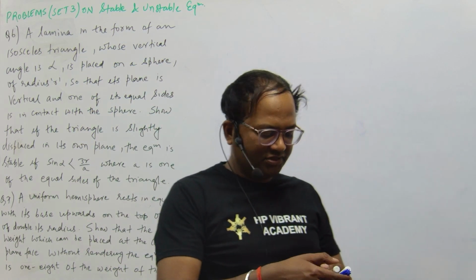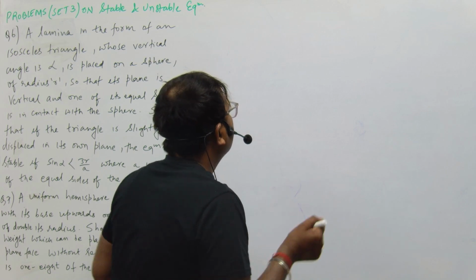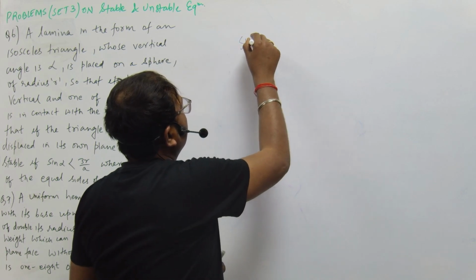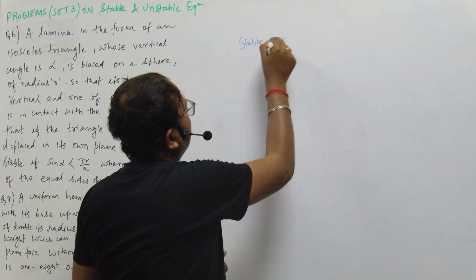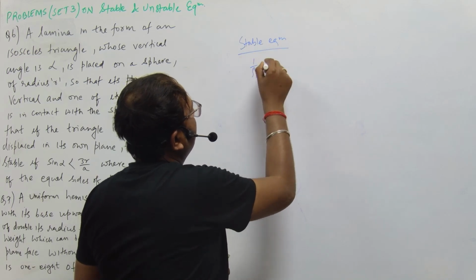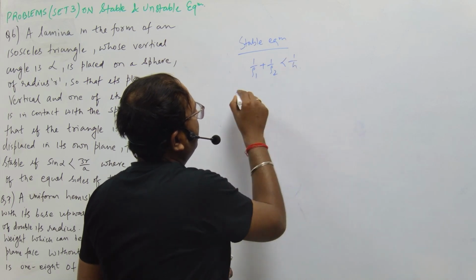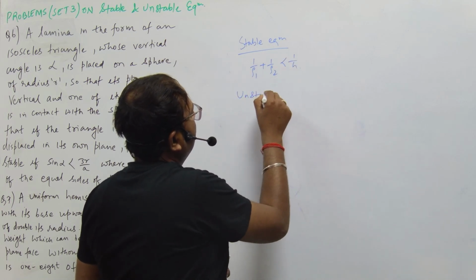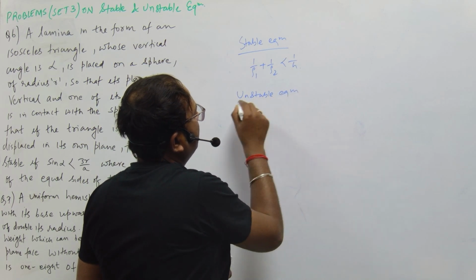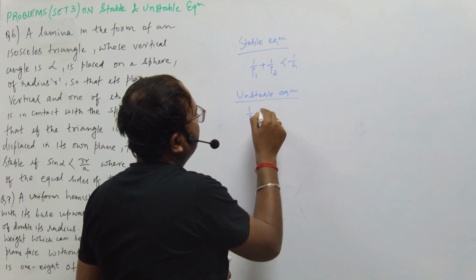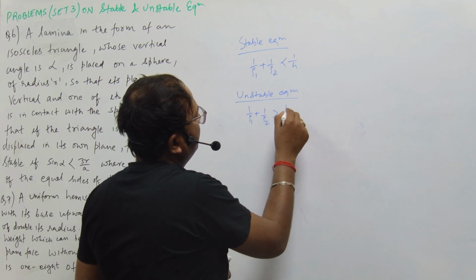for the stable equilibrium the condition is 1 upon rho 1 plus 1 upon rho 2 is less than 1 upon h, and for unstable equilibrium the condition is 1 upon rho 1 plus 1 upon rho 2 is greater than 1 upon h.